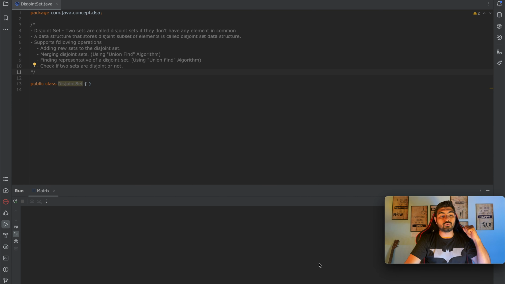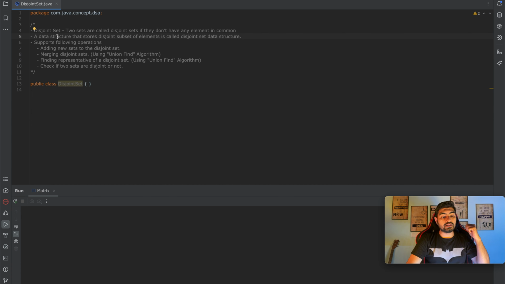Now in this video we are going to have an introduction on disjoint set. Again, this is also a data structure, where two sets are called disjoint sets if they don't have any elements in common. You already heard about subsets and all, right? So if there are two sets, you can call them disjoint sets if the elements in those particular sets don't have anything in common. That is when you can call them disjoint sets.